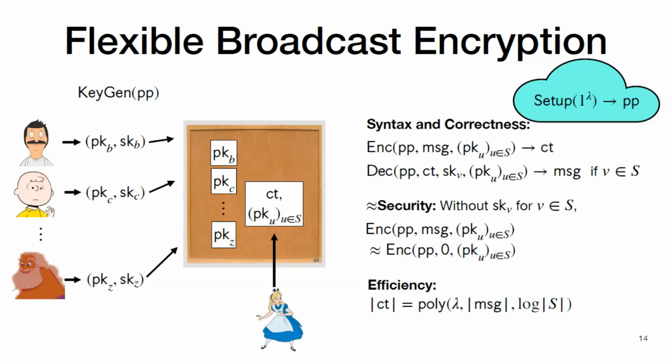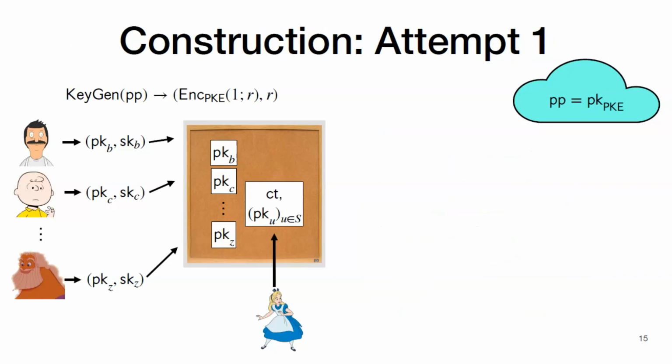Okay, so this is the goal of what we want to build from witness encryption. And doing so will show our general framework for how to use witness encryption. Okay, so the first attempt I want to go through to show the big picture of how our framework works is we'll consider the setting where in the public parameters, we'll just store a public key for a public key encryption scheme.